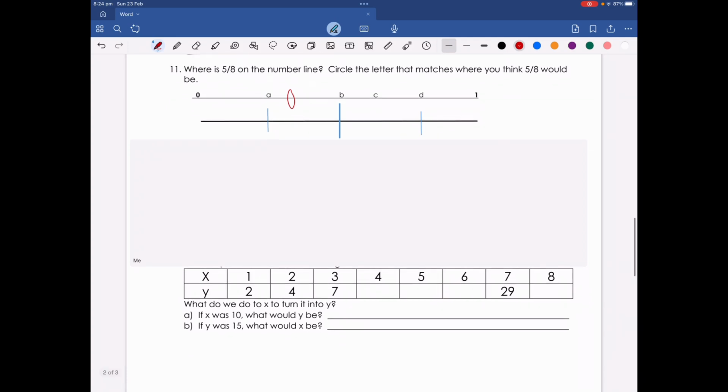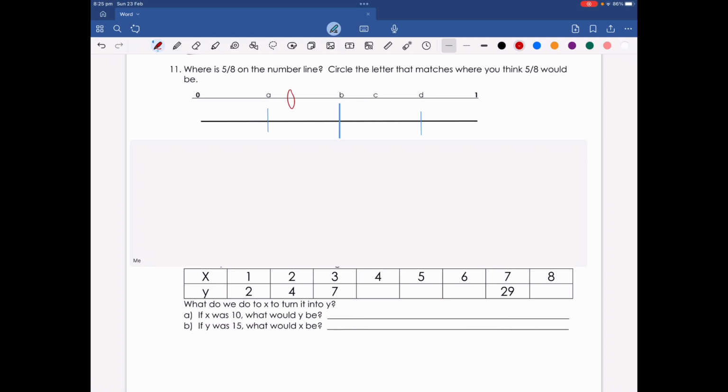All right. Next question. Where is 5/8 on the number line? Circle the letter that matches where you think 5/8 would be. Okay, so I'm assuming this is our number line, and these are the labels for our number line. So saying 0 is here, 1 is here, and we need to find 5/8. Well, we know that this number here is below 1 because the denominator is larger than the numerator. If the numerator were larger than the denominator, then it would be over 1. So we know that it is somewhere in this range.